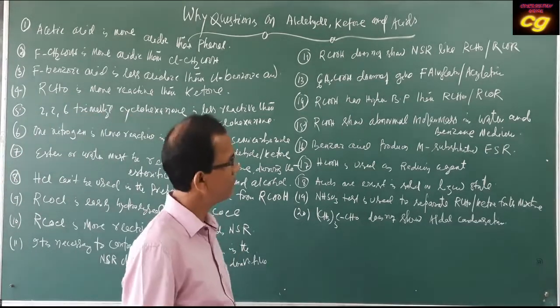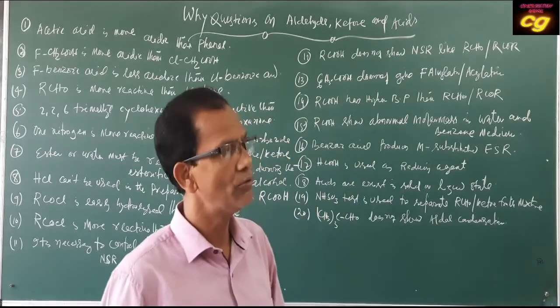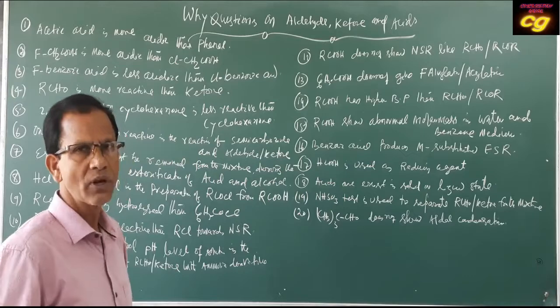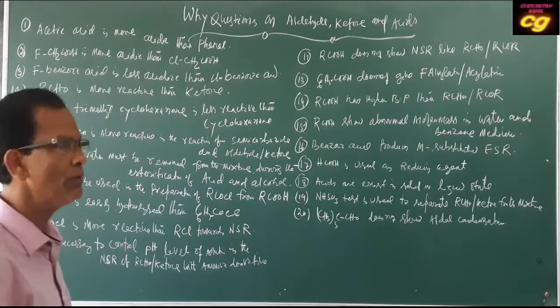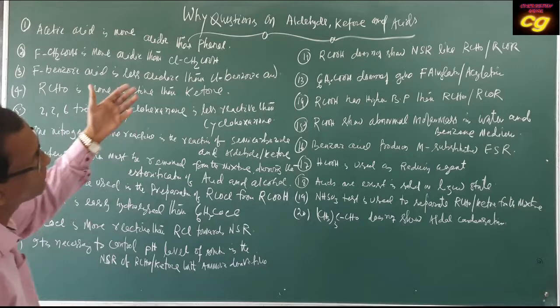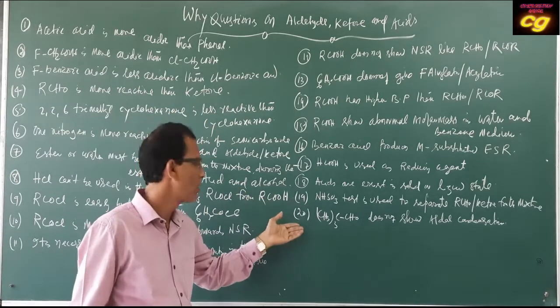The answer should be one sentence or a maximum of two sentences, because it is a one mark question. Write briefly, and whenever any structure is required during explanation, you have to draw the structures. It will give a good impression. Okay, so let us start the why questions of aldehydes, ketones and acids. We will start from the last question.